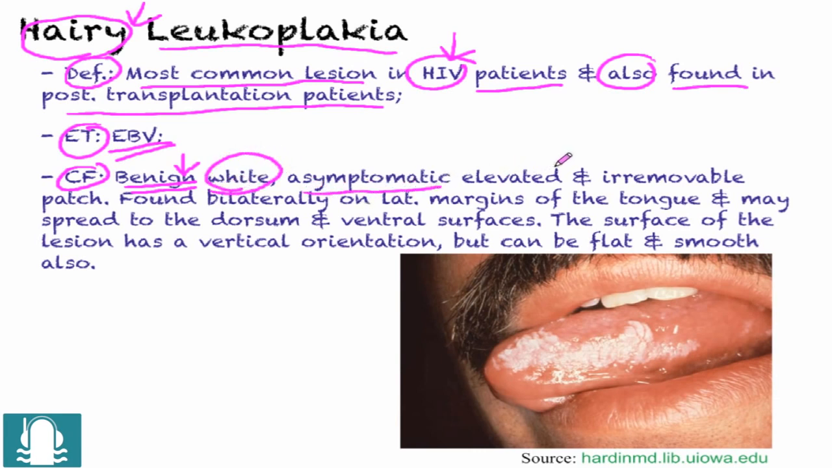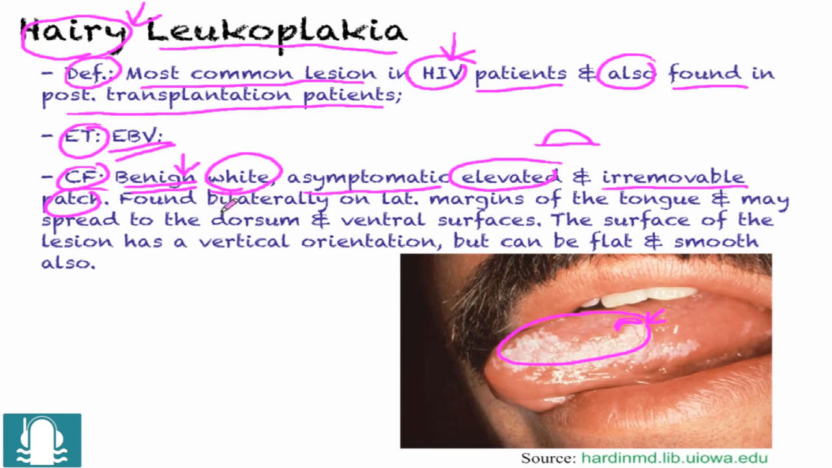asymptomatic, elevated, meaning if the skin is here, there's an elevation which is higher than the level of the skin, and irremovable, so that means we cannot remove this plaque, as you can see here on the side of the tongue. So it's slightly elevated, it's slightly higher than the rest of the skin, and irremovable, and it's in the form of a patch. So it's not as large as a plaque, however you can see it is a patch on the tongue.